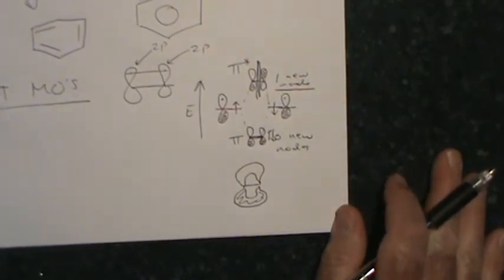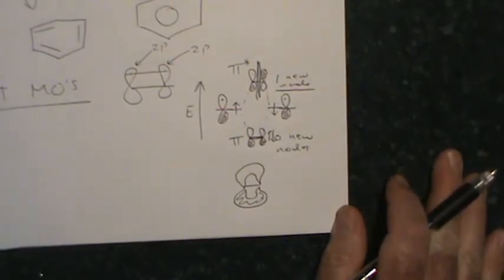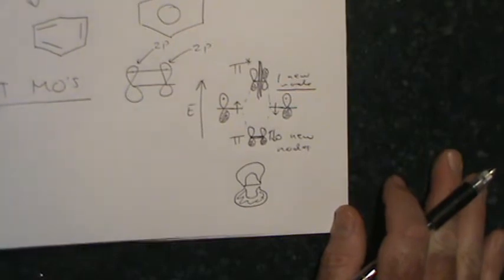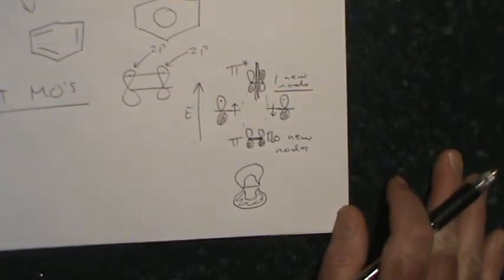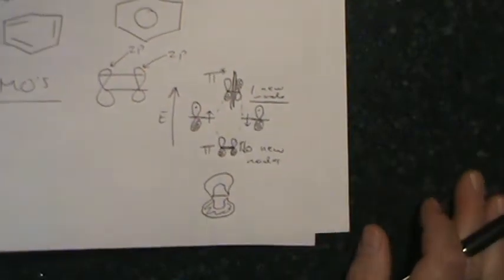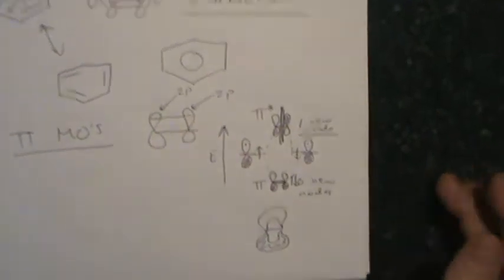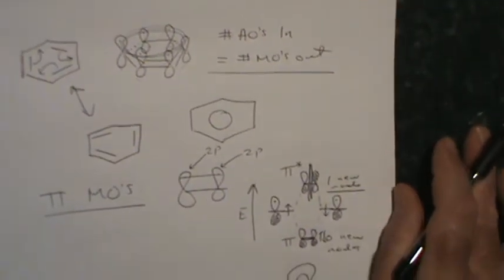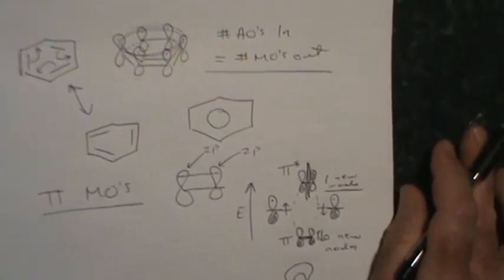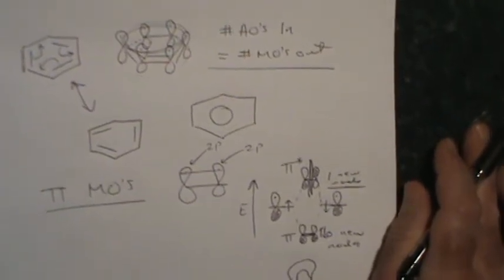So that's a little bit of a review of some things that we did back in Organic Chemistry 1 when we talked about the construction of molecular orbitals, in this case pi molecular orbitals. Well, what about benzene? Back to benzene. Benzene's got all of these atomic 2p orbitals associated with it. How many pi molecular orbitals are going to be required to describe benzene?